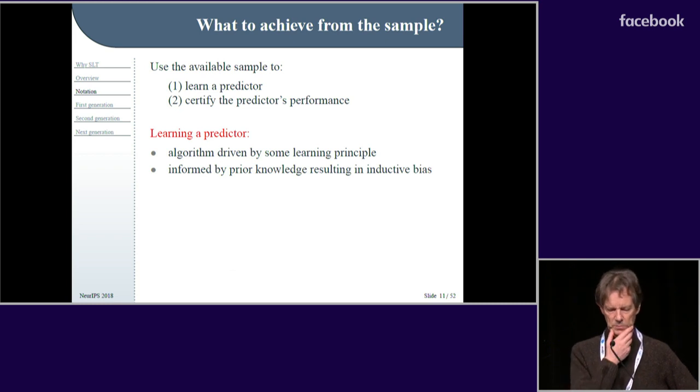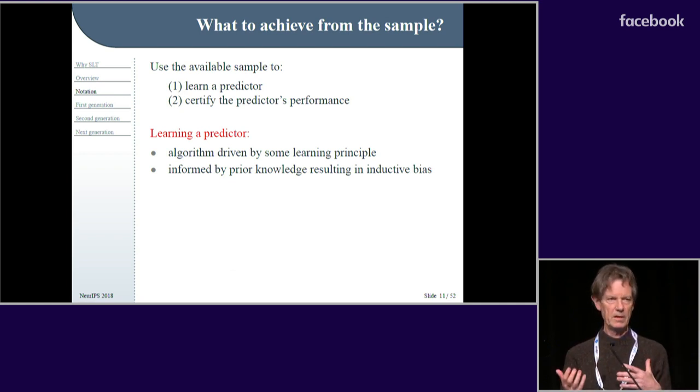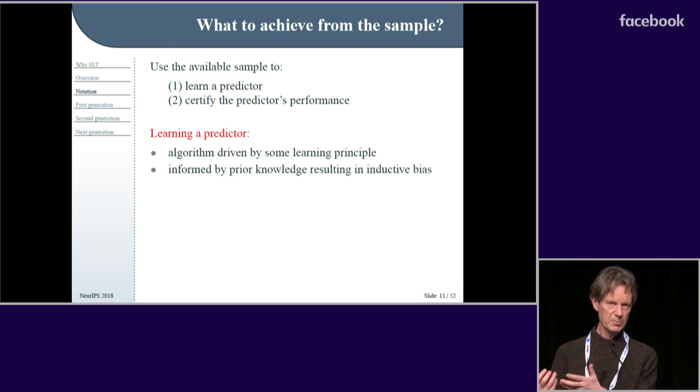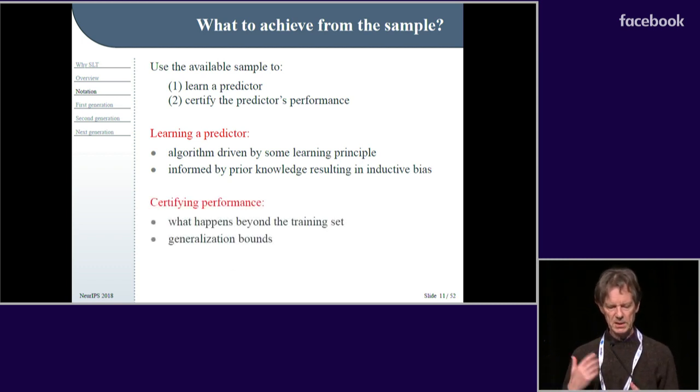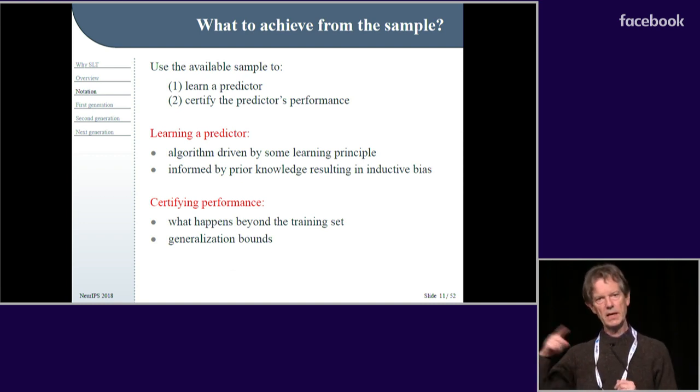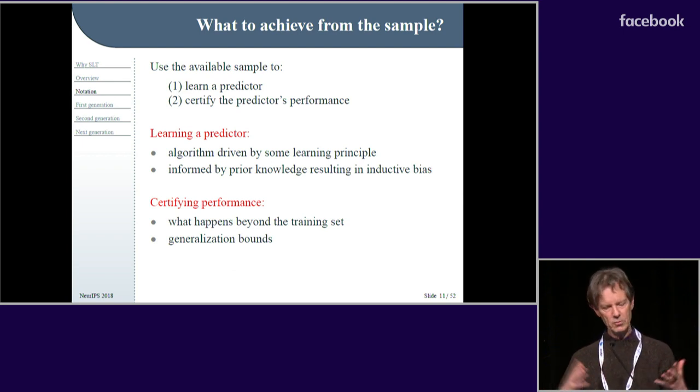So the two parts: learning a predictor, we would like to have algorithms driven by some learning principle, and they will be informed by prior knowledge that will be resulting in inductive bias, and we'll be trying to understand the effect of that bias on the performance of the algorithm. And this will be giving us the certification of performance, which is really what's happening beyond the training set. So we can clearly observe what happens on the training set. But what we're interested in is how we're going to perform in the wild, if you like, or beyond the training set when we actually run this algorithm on new data generated according to the same distribution. And we refer to that as generalization bounds.